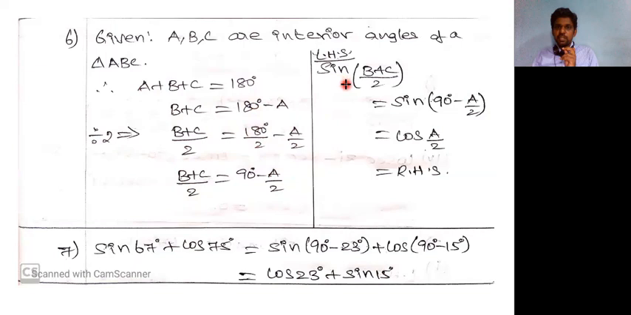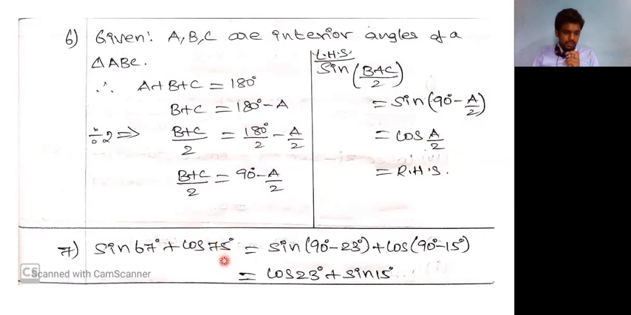So now take the left hand side. Left hand side is sin((B + C)/2). I can replace (B + C)/2 by 90 − A/2. So sin(90 − A/2). What is sin(90 − θ)? Cos θ. So cos(A/2). So we have left hand side is equal to right hand side. Hence proved. Moving on to the next question.